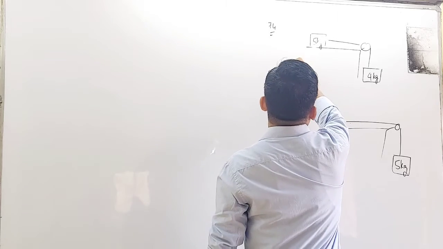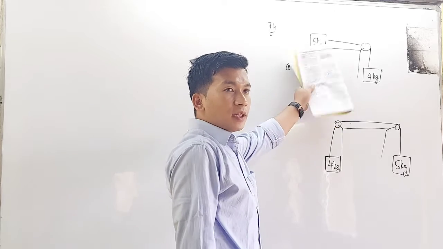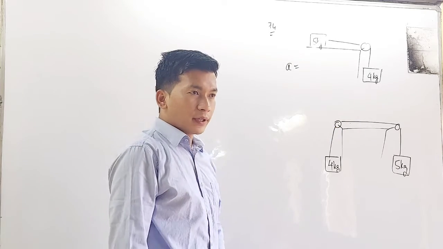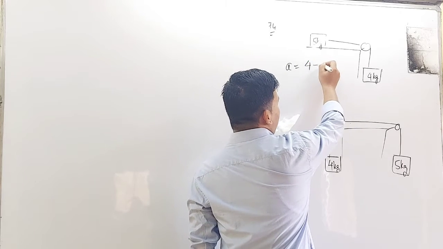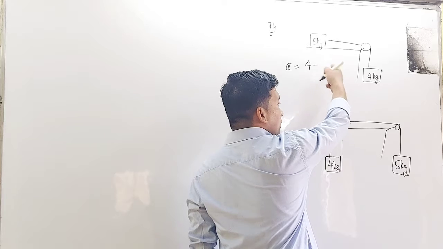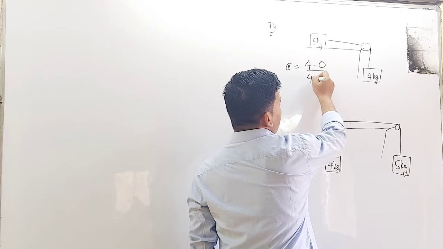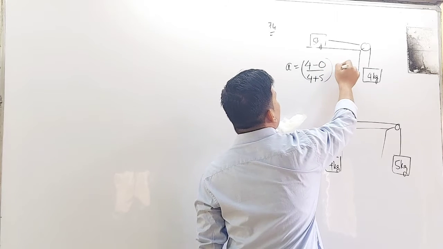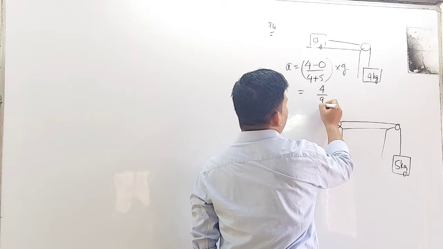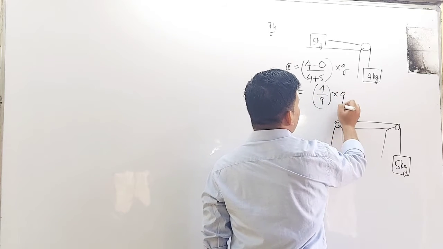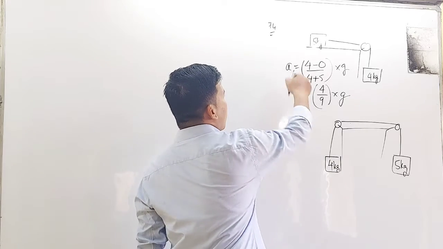What would be the acceleration in this given diagram? See the diagrams, one vertical and one horizontal. What is the vertical mass? 4 kg. Minus, is there any opposition to the motion by the horizontal? This is 4 plus 5 into g. Very simple. This will be equal to 4 by 9 into acceleration due to gravity g. Understand that? Let it be A1.